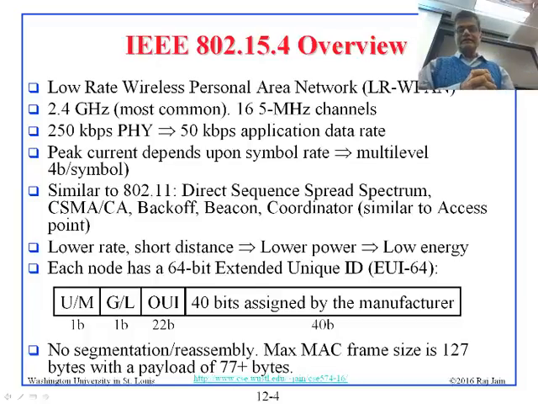No segmentation and reassembly, simply because of simplicity. The MAC frame size is 127 bytes, so very small frames. Okay? With a payload of 77 bytes. Out of 127, about 50 or so bytes are gone in the headers, and you are left with 77 bytes. So very small packets. Alright? And that's by design. That is what we need for small devices like sensor networks. However, that will cause a lot of problems, as we'll see later on.